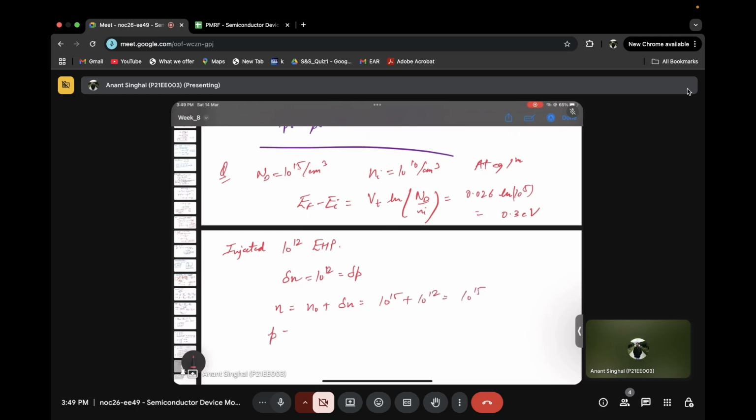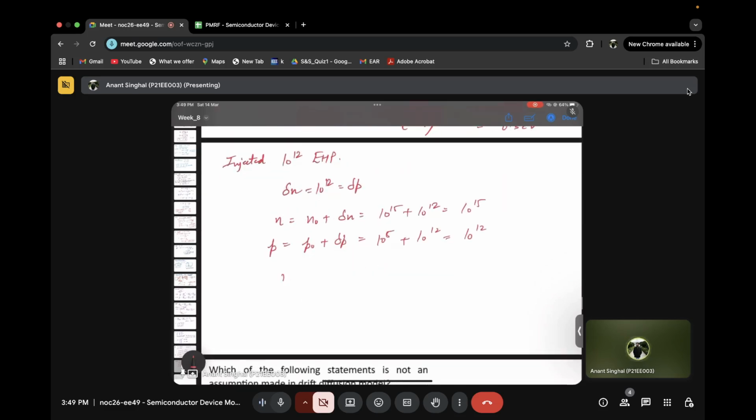But my p, which was p0 plus delta p, what was p0? What will be p0? Anyone? It will be ni squared by n, that is 10 to the power 5. But now since I've injected 10 to the power 12 electron hole pairs, my p has actually become 10 to the power 12, right?